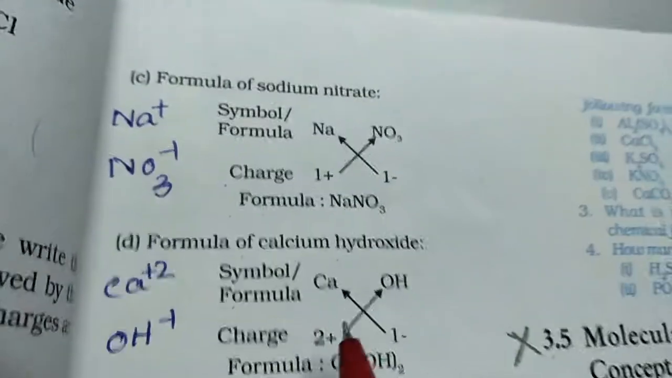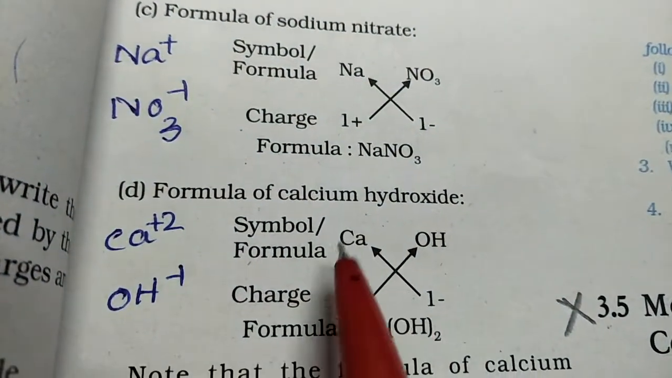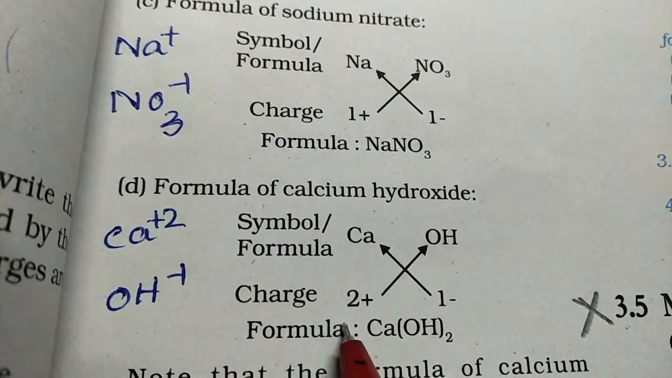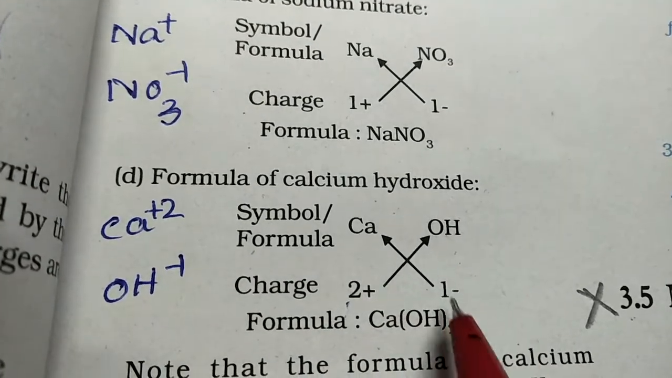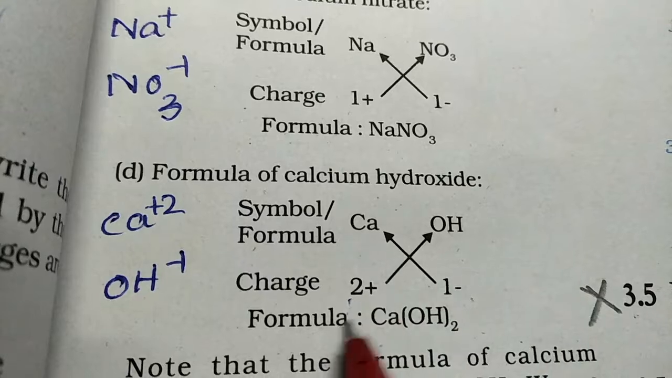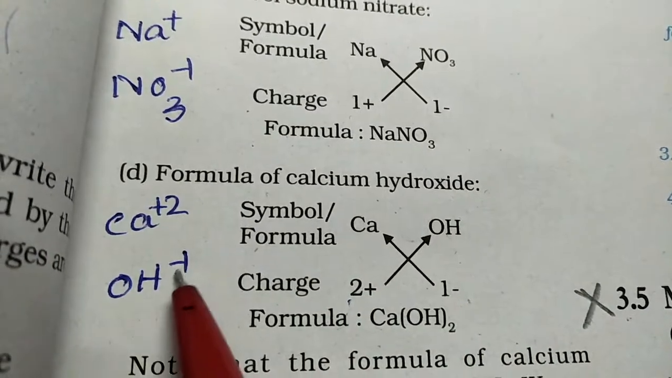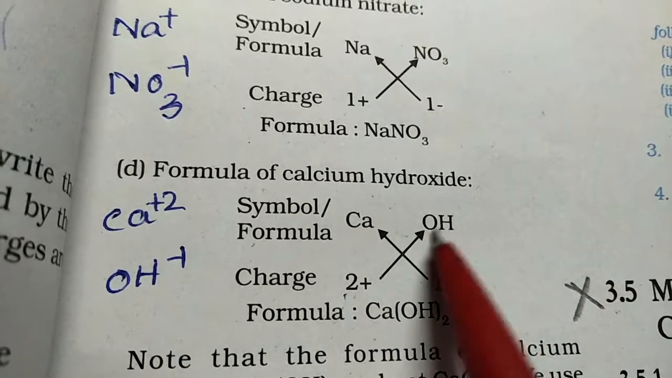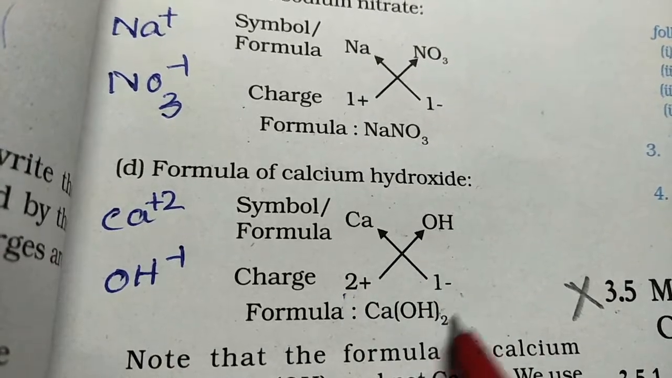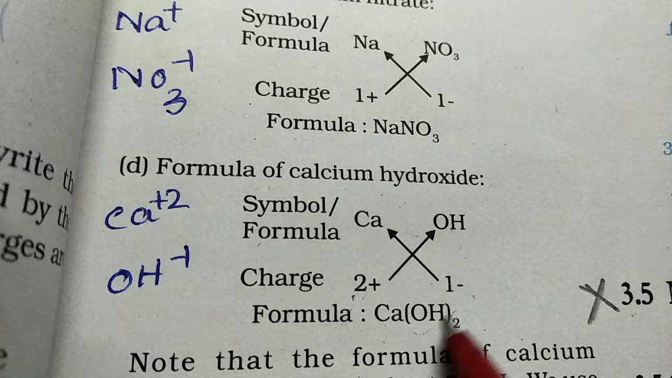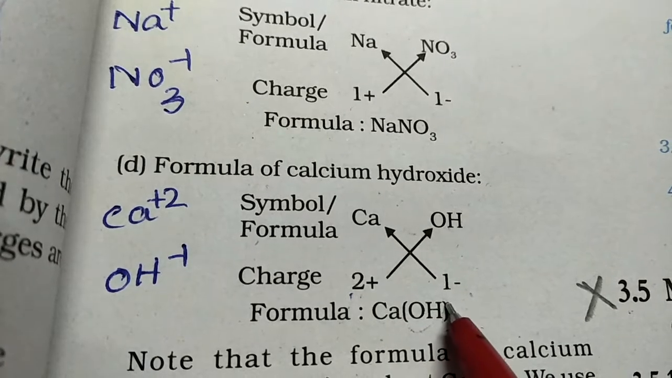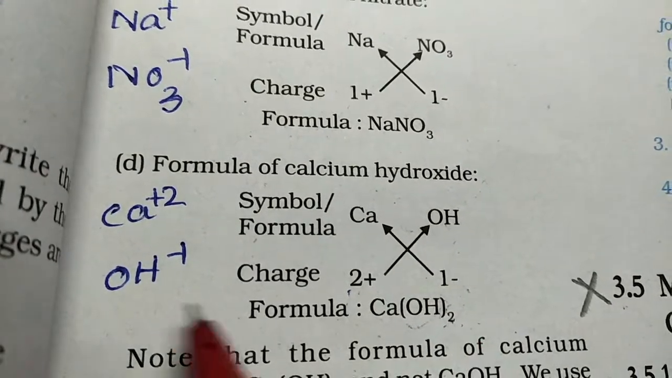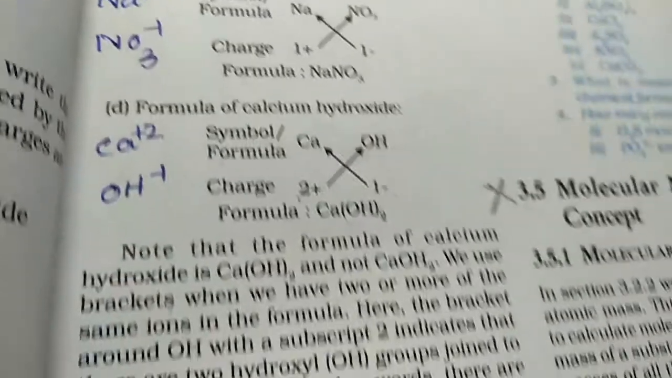Now next is calcium and hydroxide. Calcium has +2 charge and hydroxide has -1. When you cross multiply, this is again a polyatomic ion with charge -1, so you need 2 OH. You need how much OH? 2, so it is hydroxide twice, because this is one polyatomic ion. You need 2 polyatomic ions of hydroxide to balance calcium.